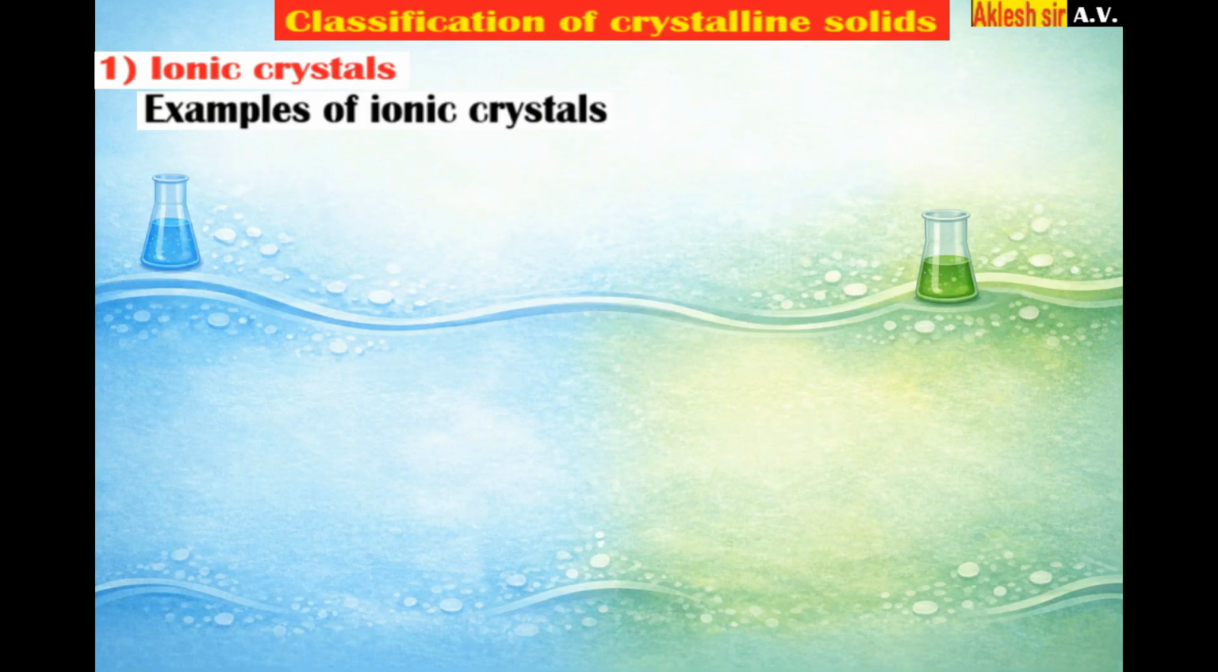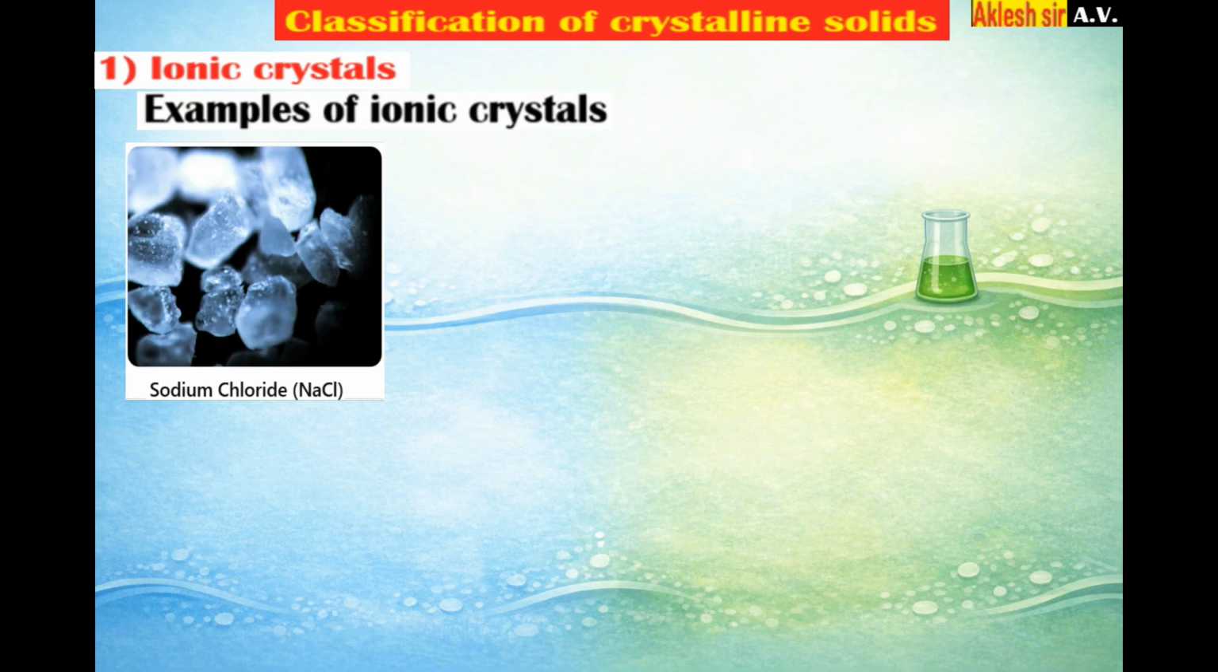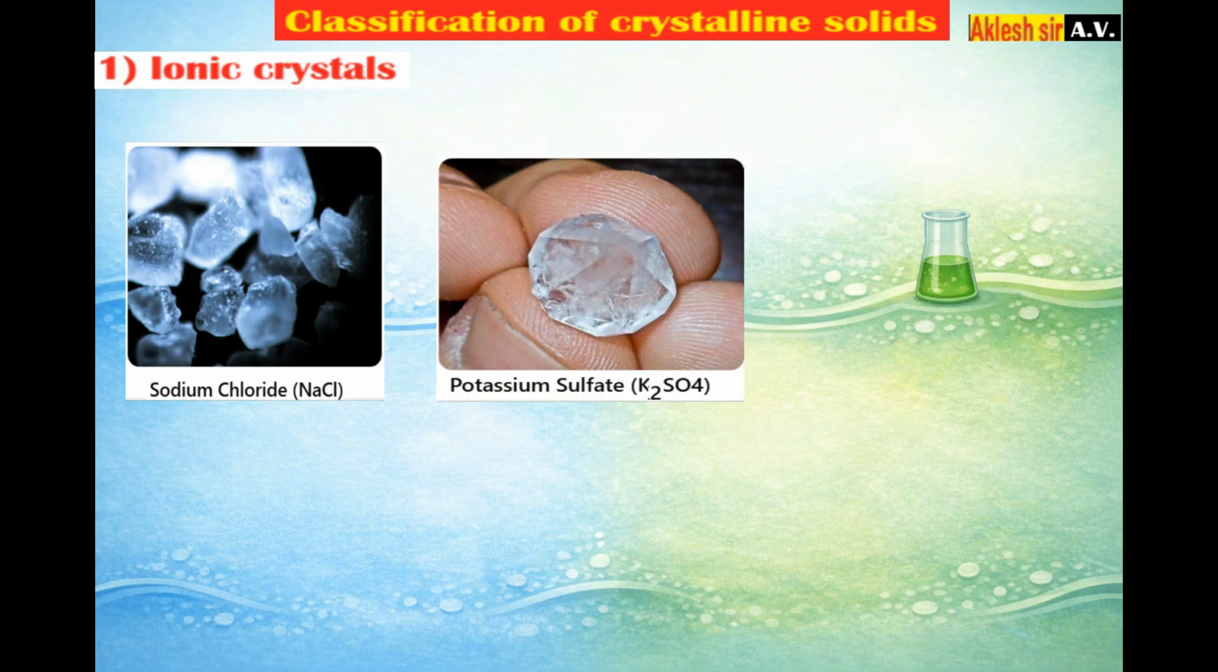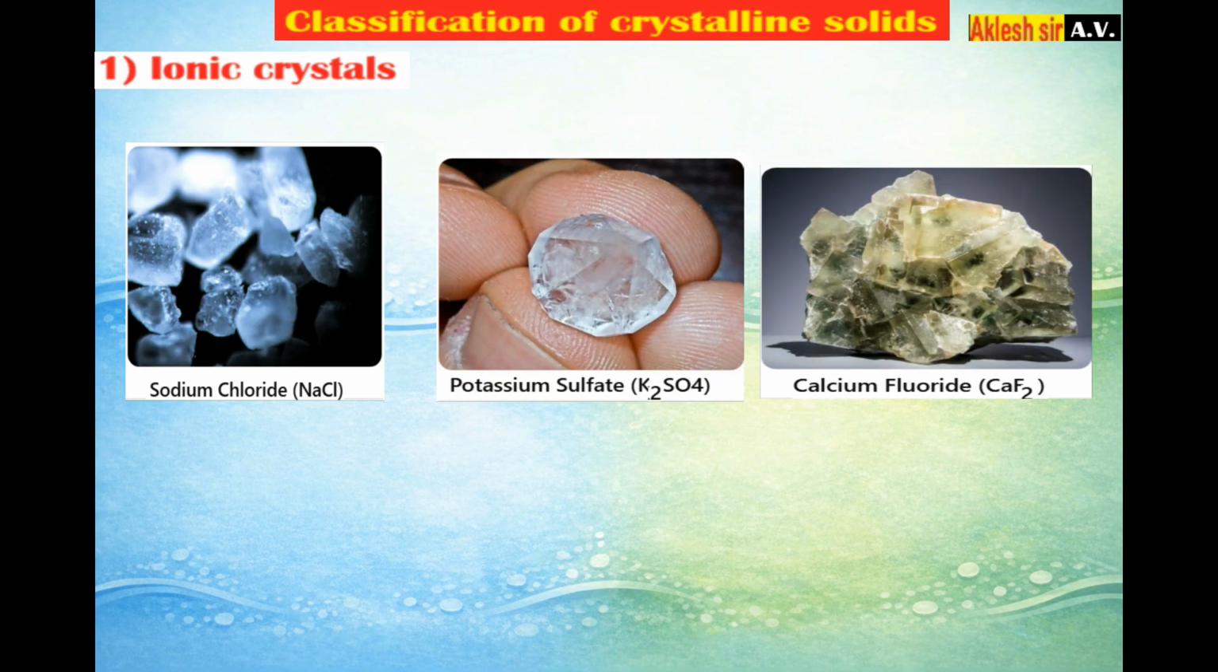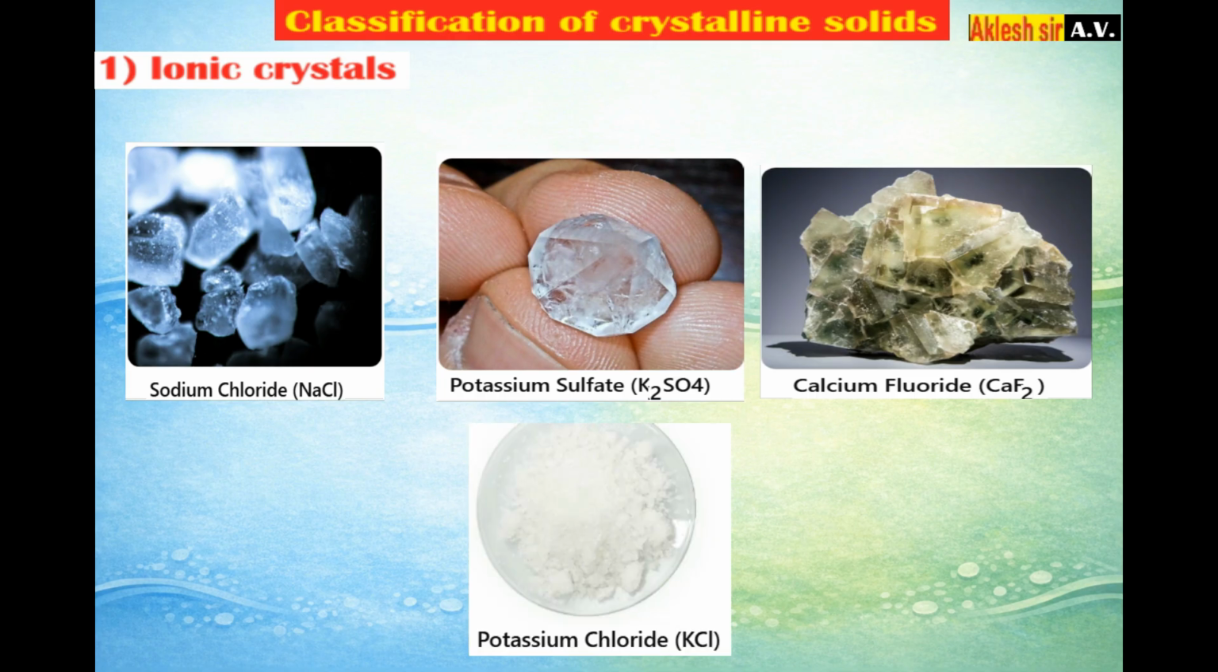Examples of ionic crystals: sodium chloride NaCl, potassium sulfate K2SO4, calcium fluoride CaF2, potassium chloride KCl.